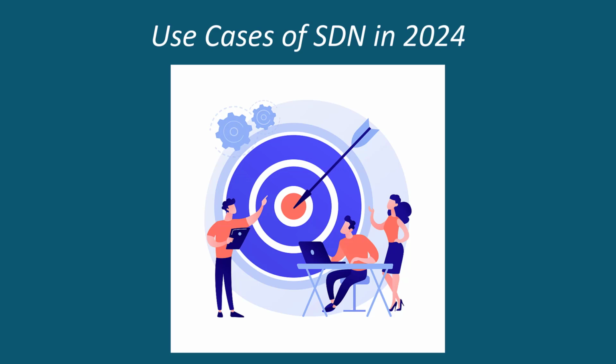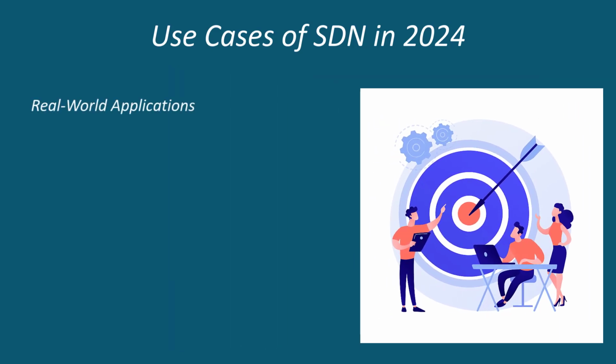Now that you're familiar with what SDN is exactly, let's explore its use cases specifically in 2024. SDN is revolutionizing networking across diverse industries, including finance, healthcare, education, and telecommunications. From optimizing data center operations to enhancing network security, SDN is driving innovation and efficiency. In data centers, my friends, SDN plays a crucial role in automating and optimizing network operations. By centralizing control and dynamically allocating resources, SDN reduces manual configuration tasks, improves resource utilization, and accelerates service delivery.